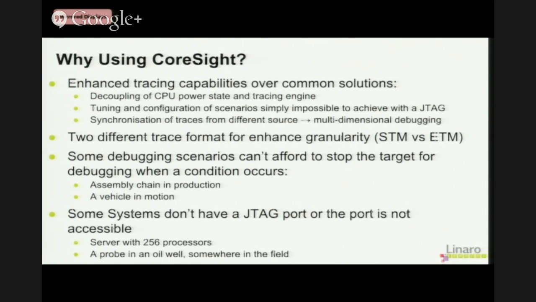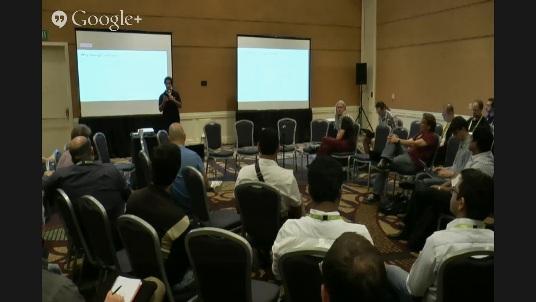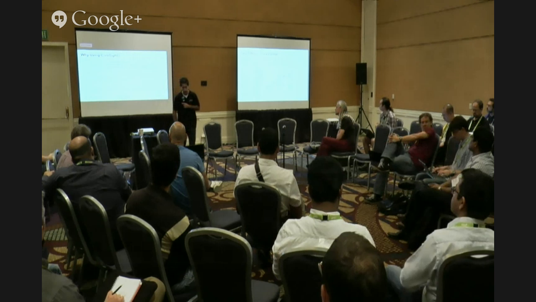And I talked about a holistic view of the system, a multi-dimensional aspect of this system, simply because Coresight components can be tagged to anything that is intelligent in the system. And as such, you can debug all of these entities at the same time. Streams will be aggregated and sent out for inspection later on.